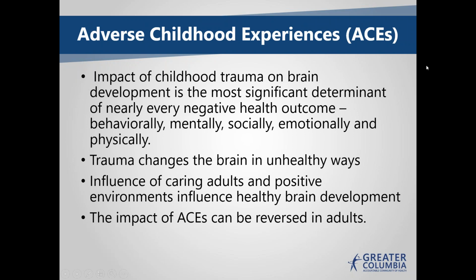So again, the main factor of this abuse is what it does to the brain development of a child, and this is the most significant determinant of nearly every negative health outcome, behaviorally, mentally, socially, emotionally, and physically. So the abuse and those social determinants affect the brain in many ways. However, influences like caring adults in positive environments influence healthy brain development, and they can even be reversed in adults, and that's what we're hoping to do. Next slide, please.